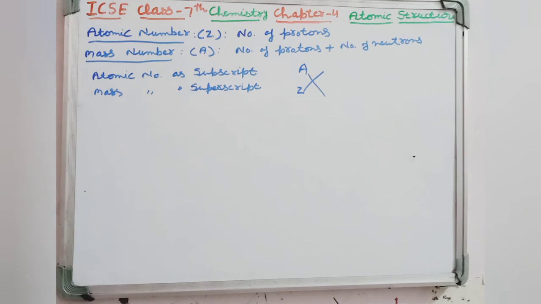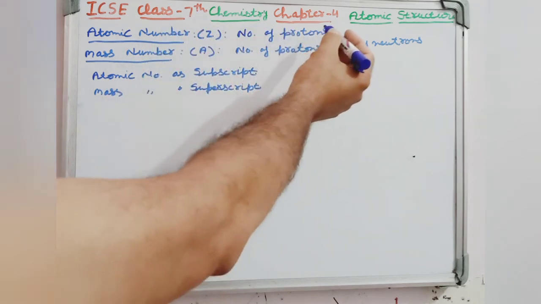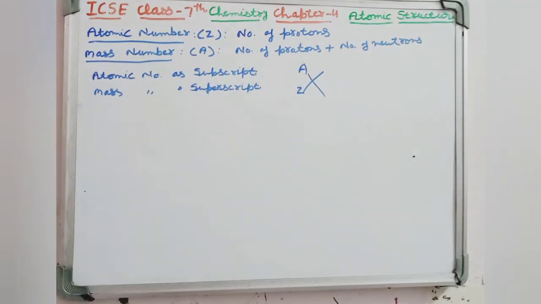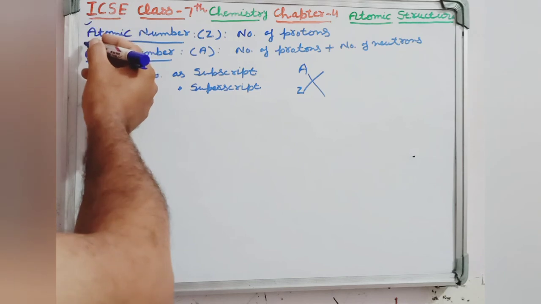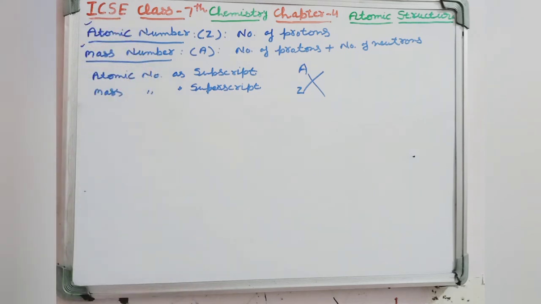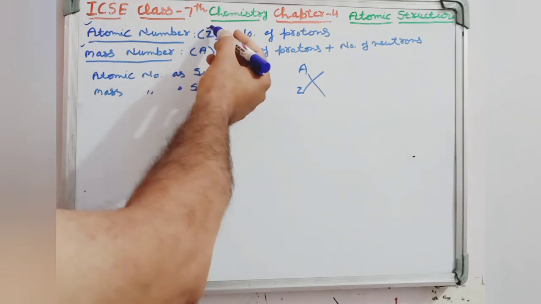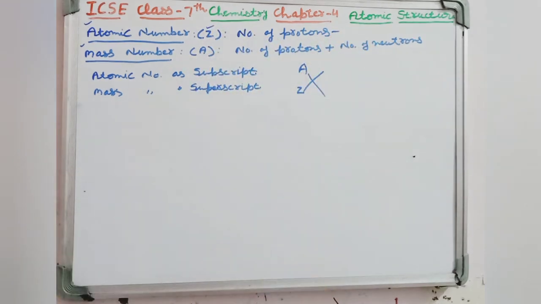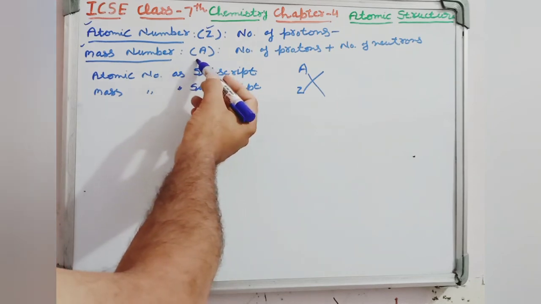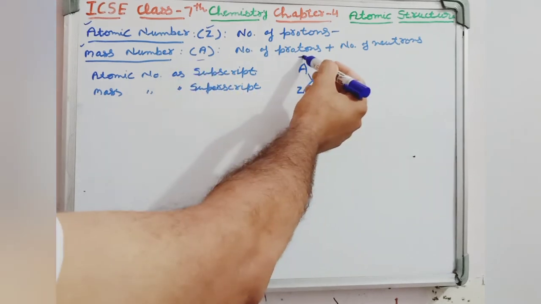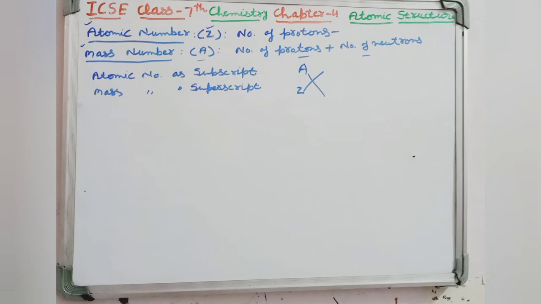Today we will start ICSE Class 7 Chemistry Chapter 4 Atomic Structure. In the earlier video of this chapter you have done atomic number and mass number. Now for revision purposes I am writing it again here. Atomic number is denoted by Z, it is the number of protons. Mass number is denoted by A, it is the number of protons plus the number of neutrons.